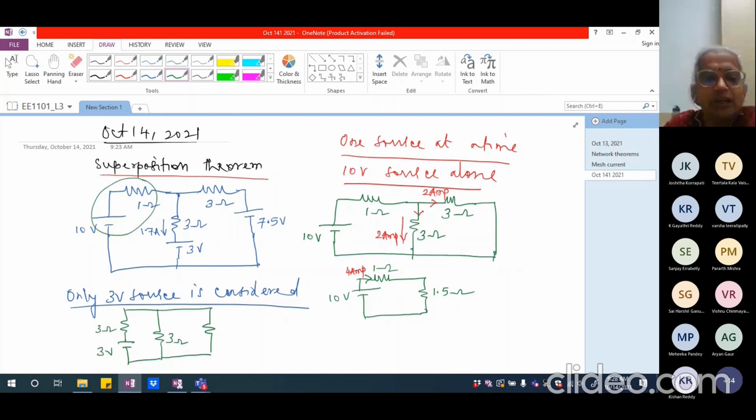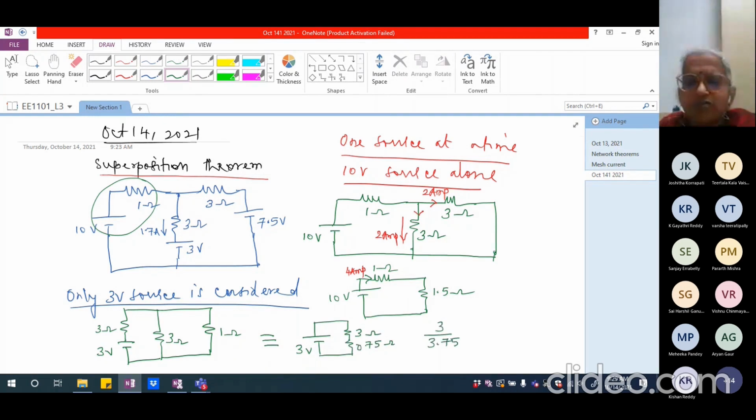After all, they are all in parallel. So this is going to be 1 ohm. Now I can write this as 3 multiplied by 1 divided by 3 plus 1, which is 0.75 ohm. So I am going to have essentially 3 volts in series with 3 ohm and 0.75 ohm. And we got this to be 3 divided by 3.75, which was about 0.8 ampere, if I remember correctly. So I am having 0.8 ampere flowing like this.